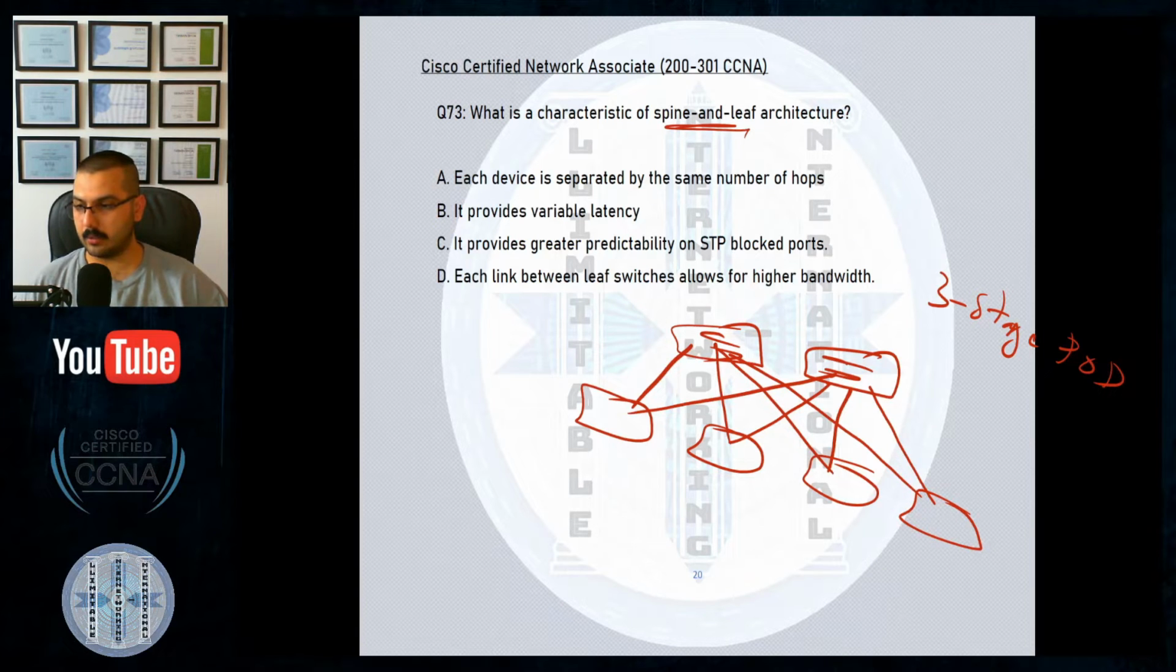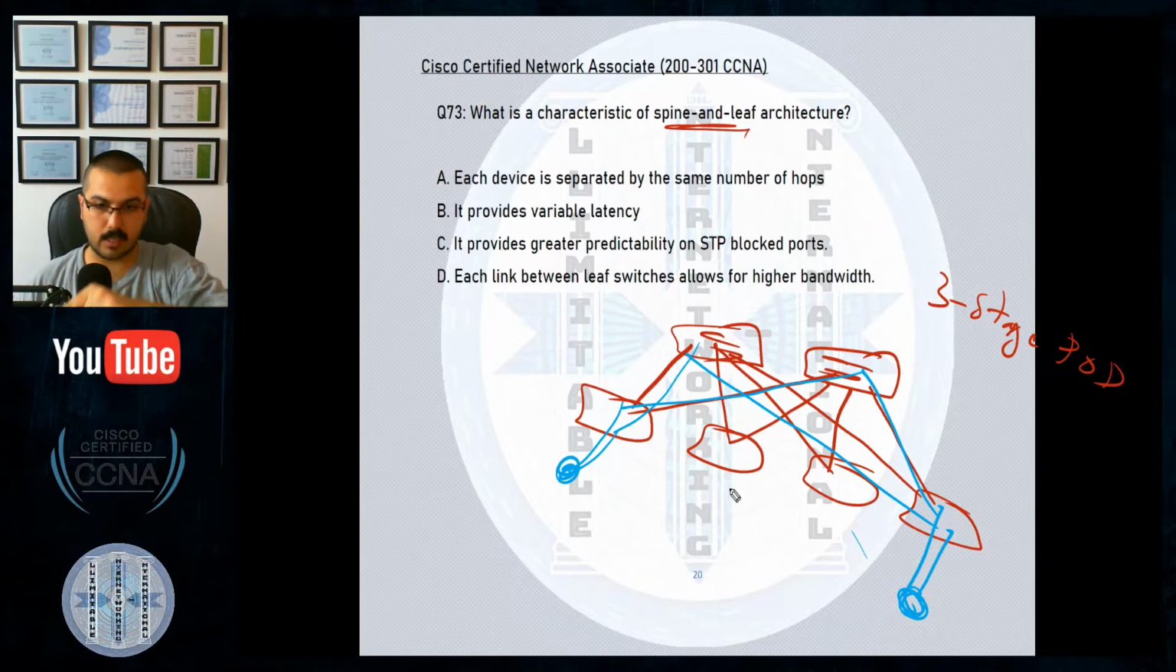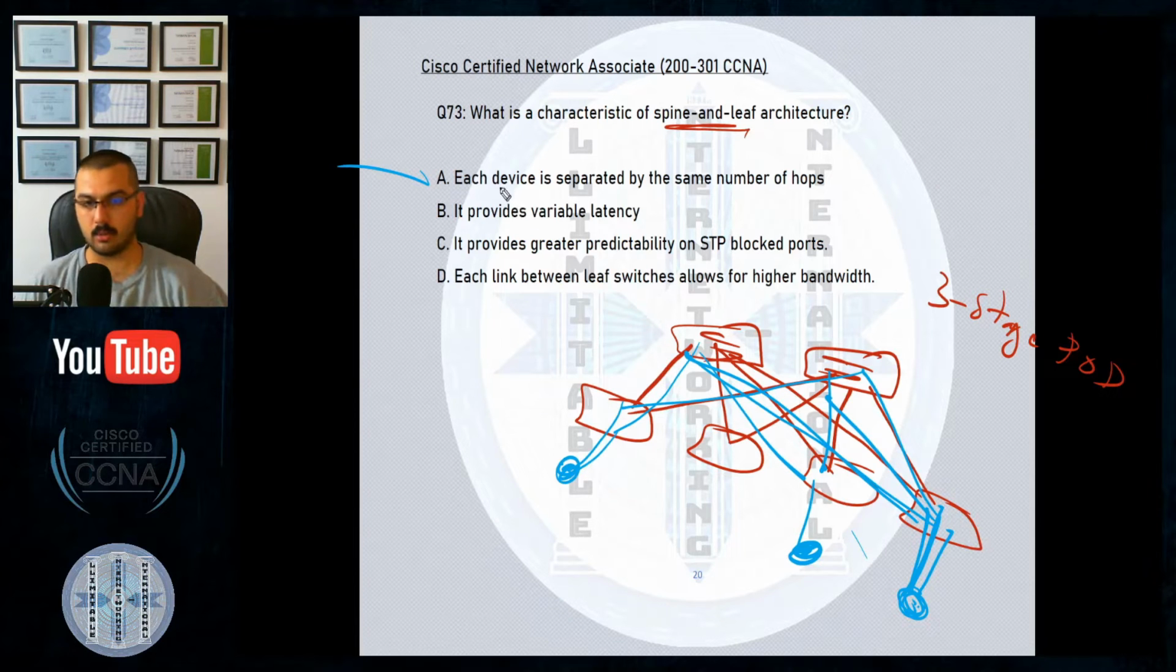Whenever a device wants to communicate with another device here, it will always be leaf, spine, leaf, a 3-stage path. So each device is separated by the same number of hops. This device is separated from that device by 3 steps to reach it, and this one is separated from that one by 1, 2, 3. It will always be the same number of hops. So it will be A.